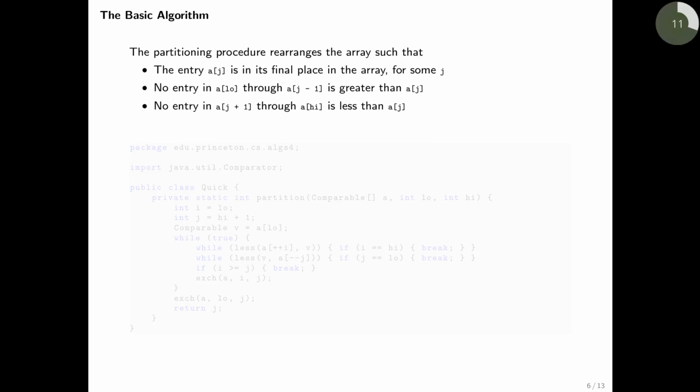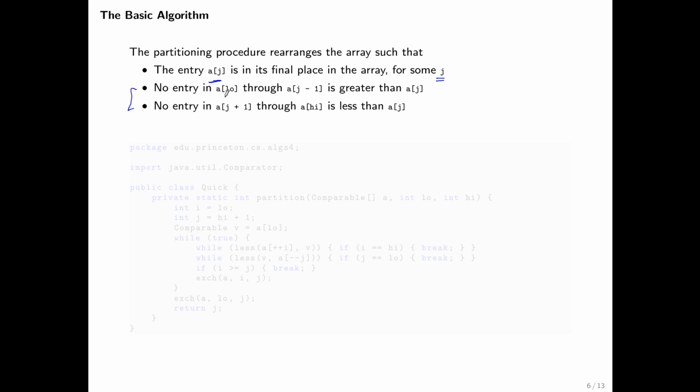So what is the partitioning procedure doing? Well, what it does is it simply rearranges the array such that the entry AJ is in its final place. So that's the pivot. So AJ is in its final place in the array for some value of j. Okay, so the pivot ends up at AJ for some j, and these two conditions are guaranteed.